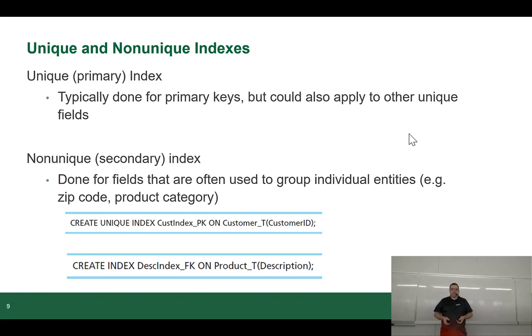And the SQL syntax to create them is create unique index, give it a name, on table name, parentheses, column. Or, you know, combination of columns. If you don't want it to be unique, you just drop the unique keyword. So it's create index, whatever it's called, on product description.